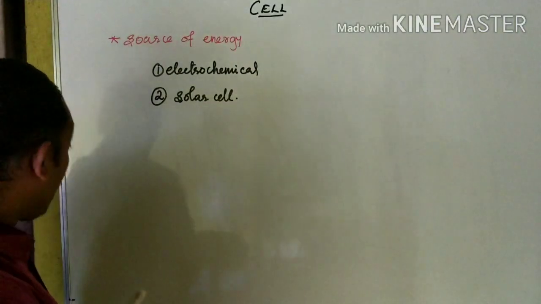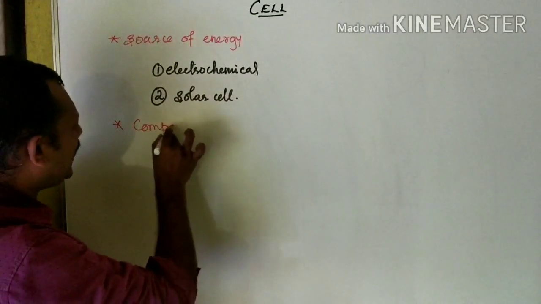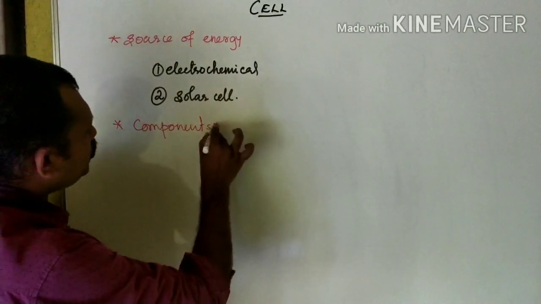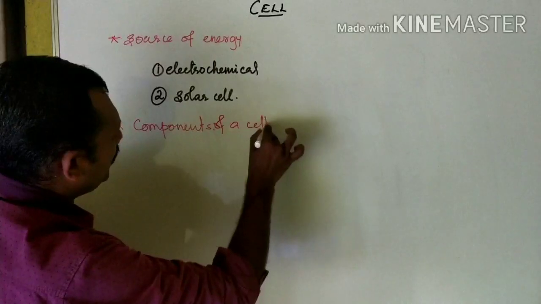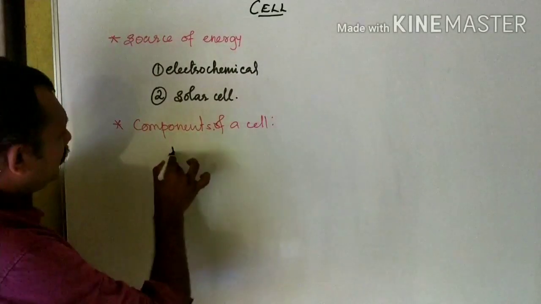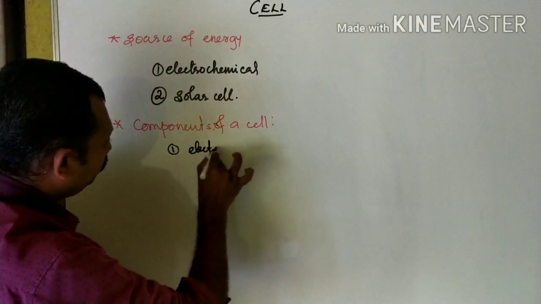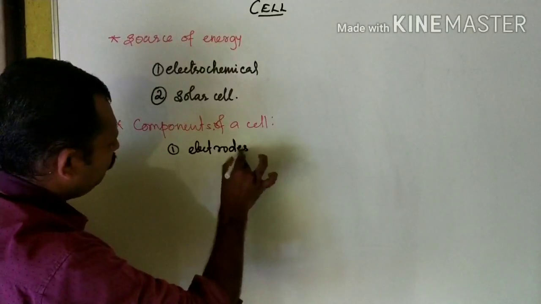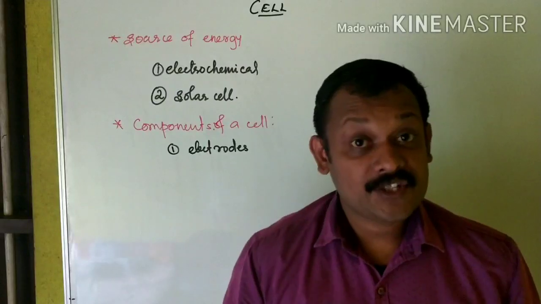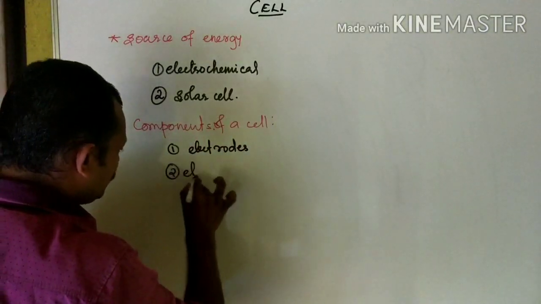What are the basic components of a cell? A cell basically consists of two electrodes. One is a positively charged electrode. The other one is a negatively charged electrode. Then an electrolyte.